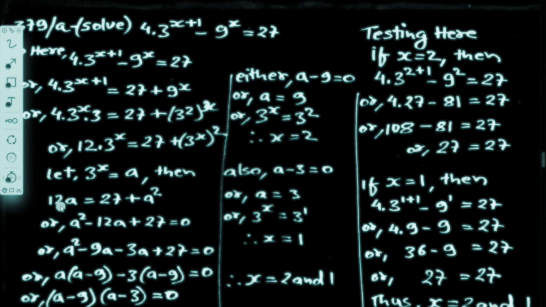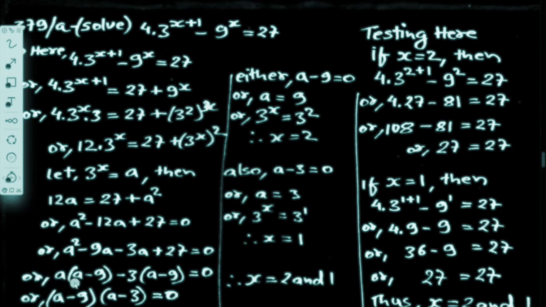Now the side should be changed: minus 12a plus 27 equals 0. Now for factorization, to get the factors of this expression, 12 should be broken into two parts as 9a and 3a. So a squared minus 9a minus 3a plus 27 equals 0.